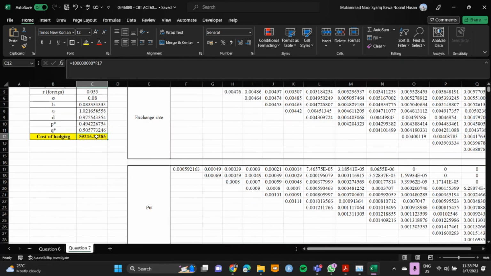So the cost of hedging is, of course, we have the 100 million yen, right? So 100 million yen times the put price here. So we get the final answer.